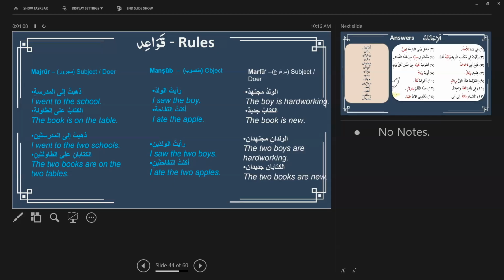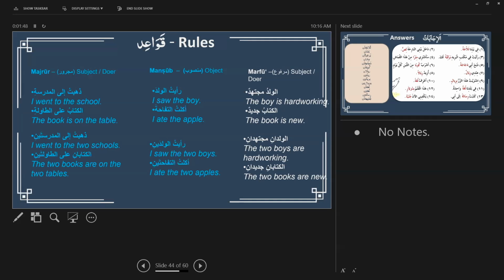On the other hand, for mansoob and majroor, when you have ra'aytul walada, I saw the boy, akaltu tufaha, I ate the apple, the dual will be aini instead of ani. Only ani is for the marfu. In the next slide you will have sentences where the noun is either marfu, majroor or mansoob. Based on that, you have to make sure you use the ani or aini sound for the dual.